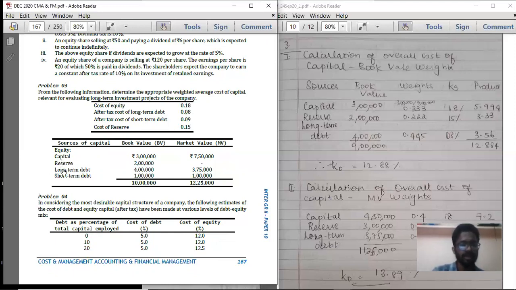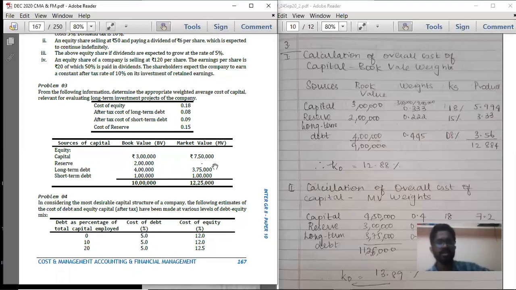Below that they have given the source of capital. That is equity capital, reserve, long-term debt, short-term debt. They have given book value and also market value. So what is this book value and market value? Book value is nothing but value as per your books. Book value of the equity is nothing but the value at which you have issued, that is face value. And if there are any reserves that have been retained, they will be taken into consideration in the book value. Long-term debt and short-term debt will be taken as per the issue price, that is the price at which you have issued, that is the book value.